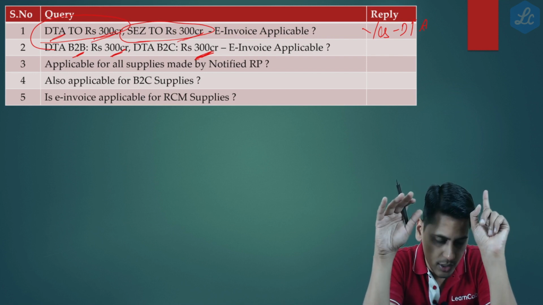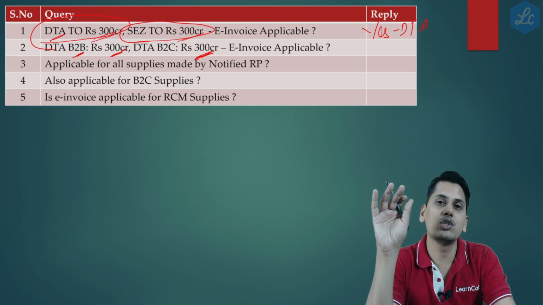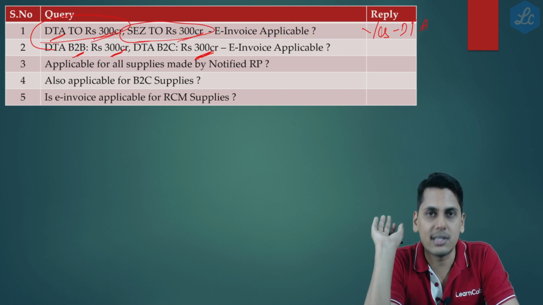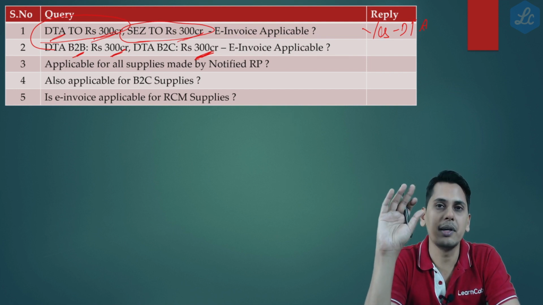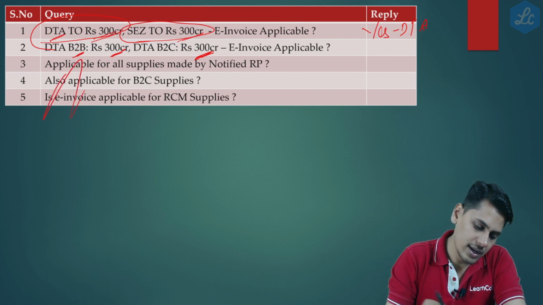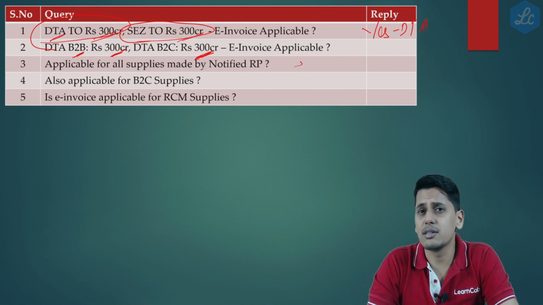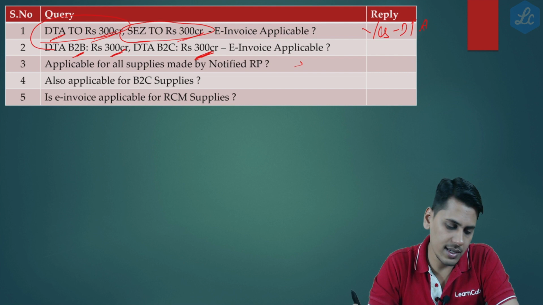The next question is, should e-invoice be prepared for all the supplies? The answer is no. E-invoice needs to be prepared only for B2B supplies. It need not be prepared for B2C supplies. Fine. So the next question is, is it applicable for all supplies which are made by notified registered persons? The answer is no. It is only applicable for B2B supplies and for exports.